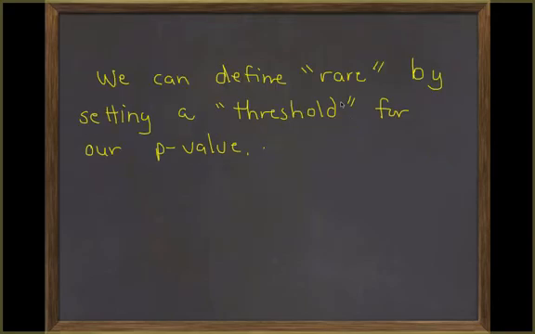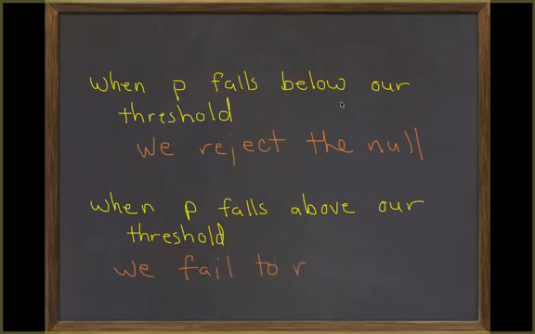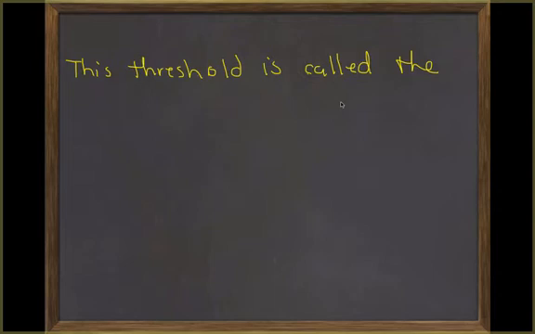We can define rare by setting a threshold for our p-value. When p falls below our threshold, we reject the null. When p falls above our threshold, we fail to reject the null. The threshold is called the alpha level. It is represented by the Greek letter alpha. It is also sometimes called the significance level.